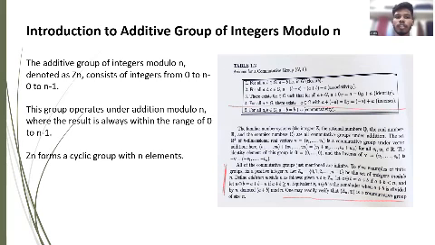The additive group of integers modulo n, denoted as Zn, consists of integers from 0 to n minus 1. This group operates under addition modulo n, where the result is always within the range of 0 to n minus 1, and Zn forms a cyclic group with n elements. So this is how the additive group of integers modulo n works.